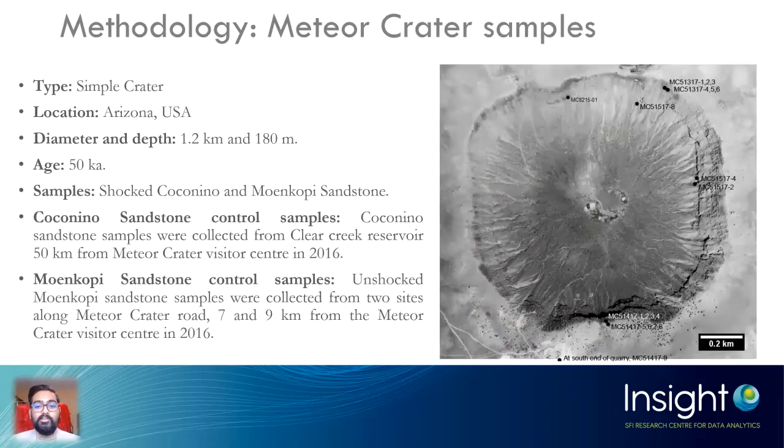We focus our study on Moenkopi and Coconino sandstones. On the right side of the slide, you see the map showing the location of the samples from Meteor Crater. Non-impacted Moenkopi sandstone was collected from two control sites shown in the previous slide, and non-impacted Coconino sandstone samples were collected from Clear Creek Reservoir, 50 kilometers away from Meteor Crater, as they were not exposed in the immediate vicinity of the crater.